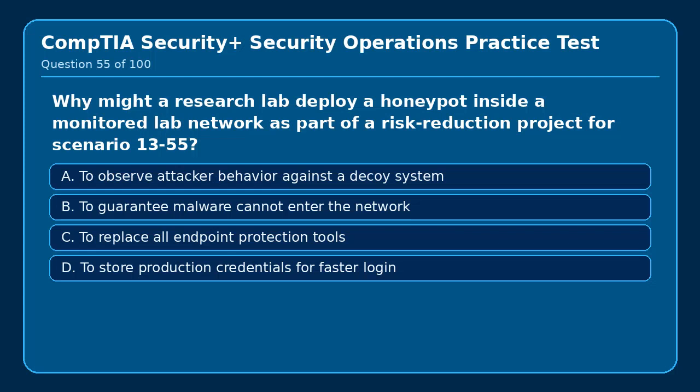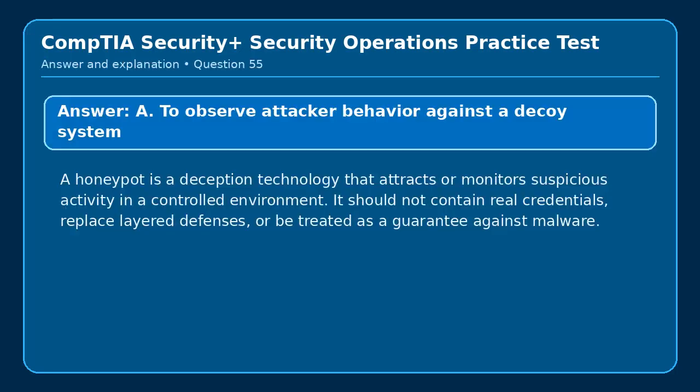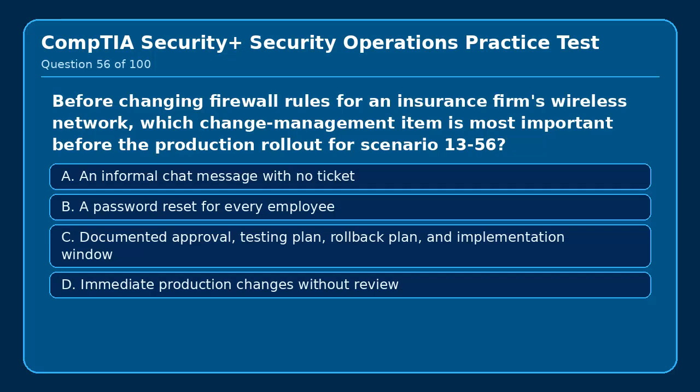Question 57. During a software release at a hospital network, which practice best supports accountability for configuration changes during a service reliability review for scenario 13 to 57? A. Use version control with commit history and reviewed pull requests. B. Share one generic deployment account. C. Store final scripts only on one administrator's laptop. D. Remove comments and history from every script.